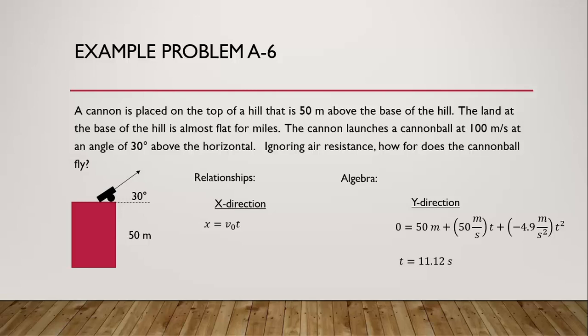I've just saved the positive value, 11.12 seconds. What I can then do is substitute it in for t in v initial t on the x side and get that the cannonball will fly 963 meters.